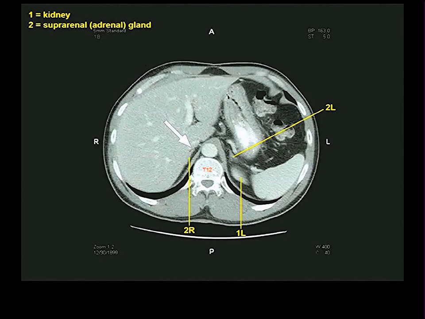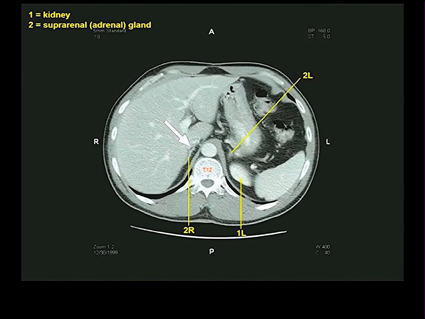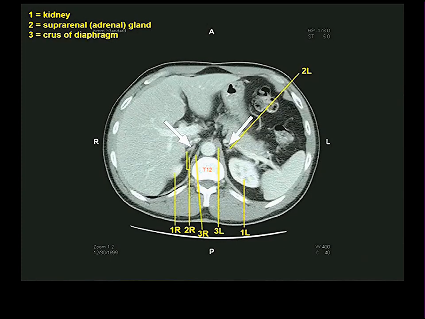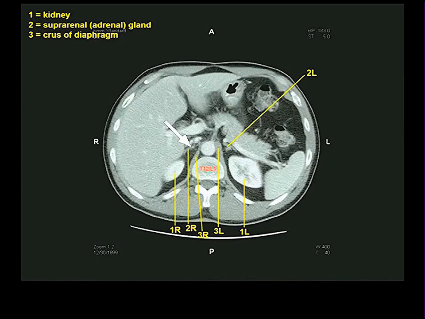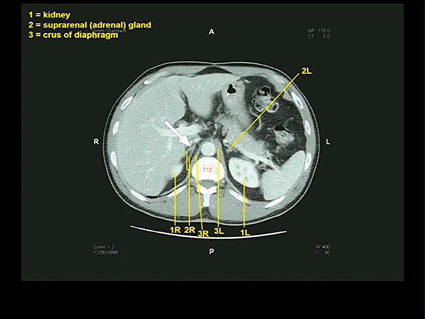Here's a little funny sort of upside down V-shaped thing. Here's another on this side, an upside down V or Y-shaped thing. This one is an absolute dead giveaway. When you see this sort of upside down Y-shaped thing posterior to the inferior vena cava, right here, that is your right adrenal gland. The right adrenal gland is posterior to the inferior vena cava.